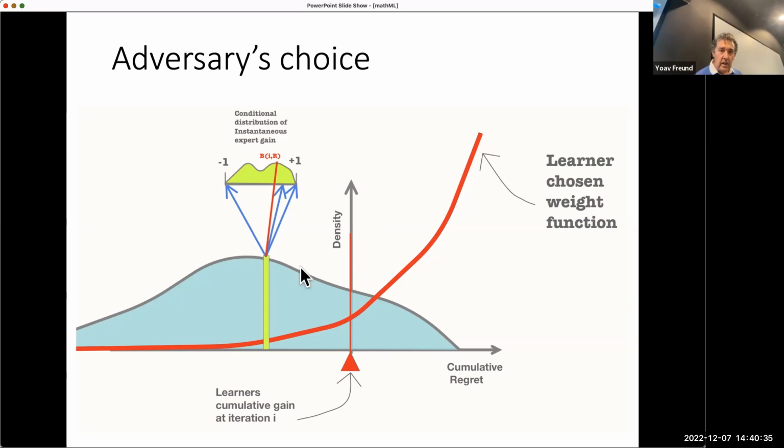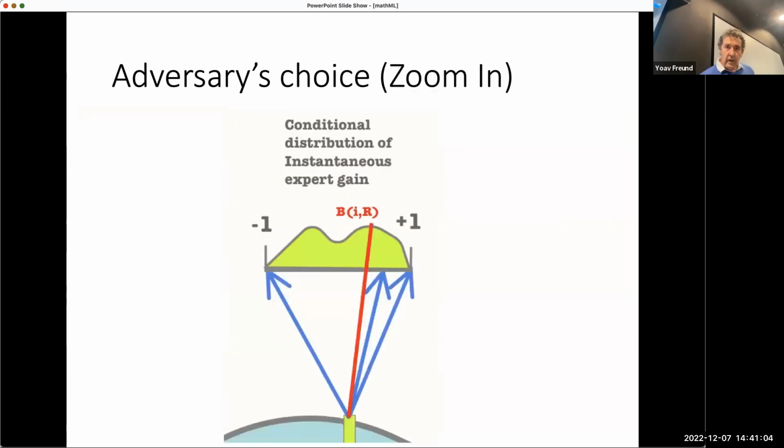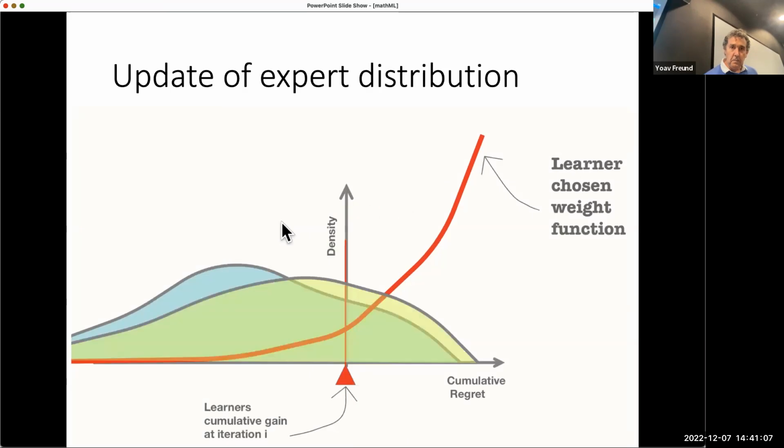Okay. And then the adversary, what it does, for each expert, it chooses a loss between -1 and 1. But now everything is continuous. So really, you can say that for every regret value here, you have a distribution of values between -1 and 1. Right? So that's basically the distribution of those experts. And the adversary chooses that any way they want. Okay, so this is kind of like the zoomed in picture.